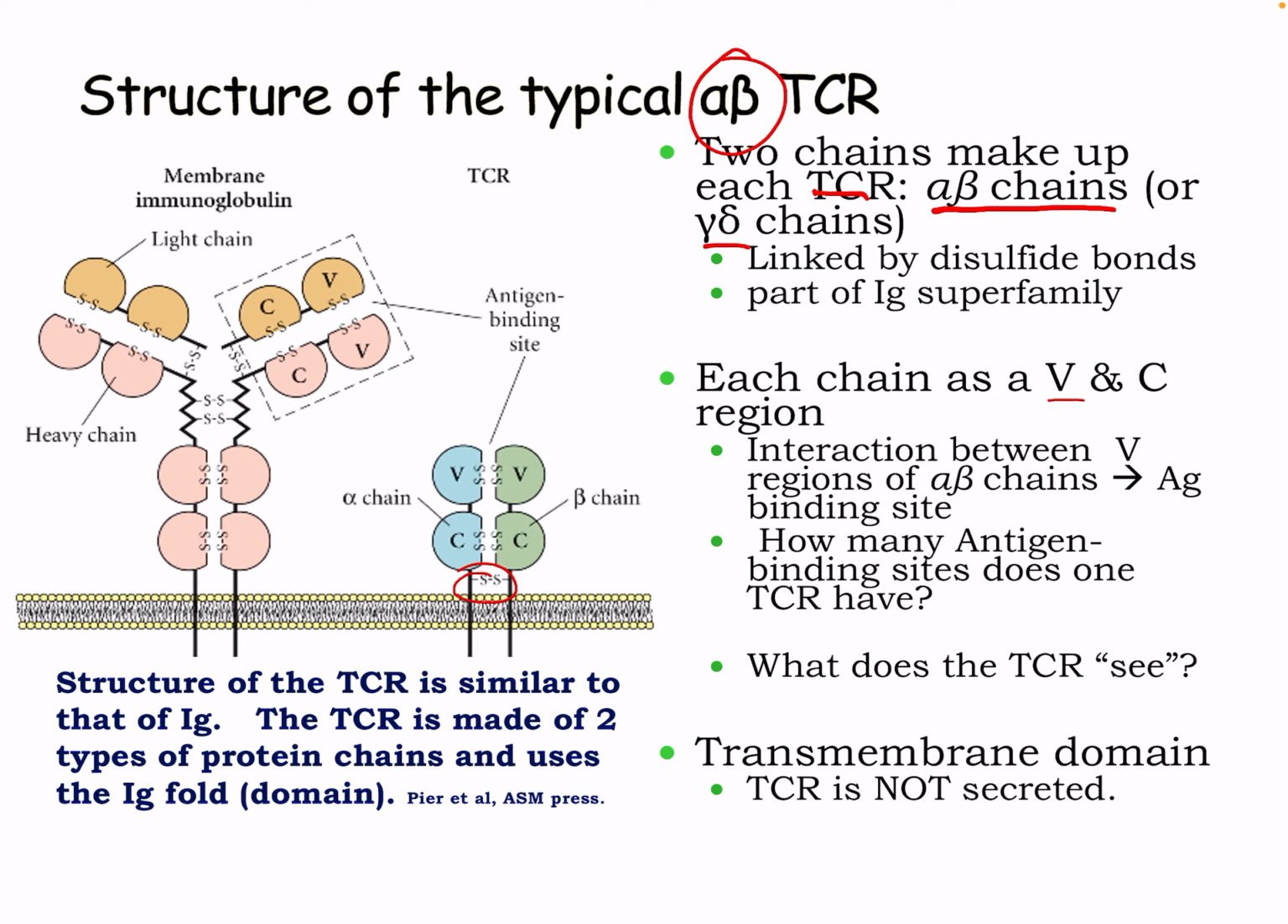Each chain has a variable and constant region, and the interaction between the variable regions of the alpha, beta chains is where the antigen binding site occurs. Here's our alpha, beta chains, interaction of the variable regions. This is our binding site. We also have a transmembrane domain, as we can see, and this is not secreted, unlike the B cell. So just keep this in mind. We'll discuss this later.